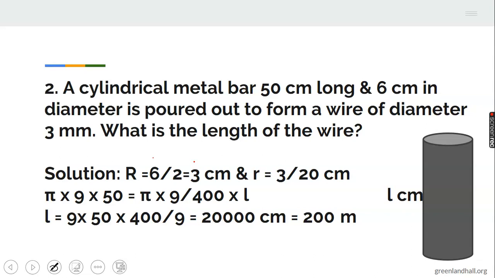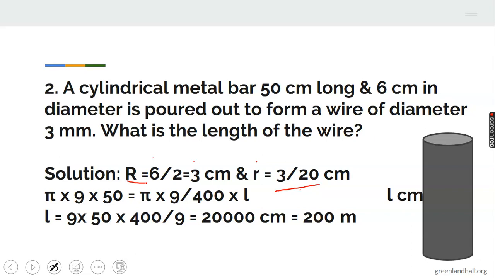While the second one will be represented with small r, which is in millimeter. We divide 3 by 2, that will be 3/2 millimeter. To convert to cm, we now divide it by another 10, and it will give us 3/20 cm. So this is the radius of the smaller cylinder.